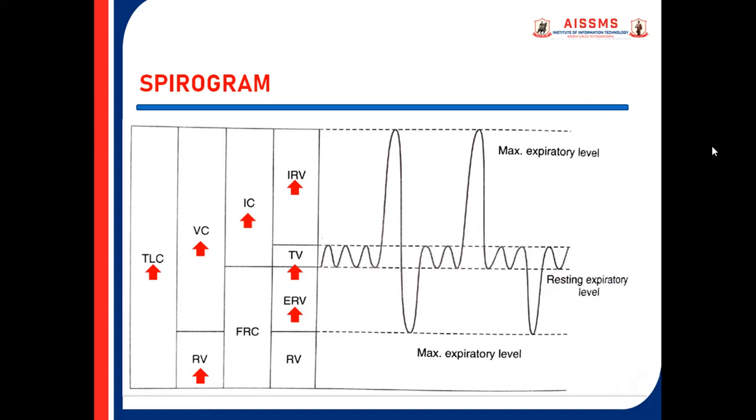Inspiratory capacity, IC. The maximum volume that can be inspired from the resting end-expiratory position. FRC, functional residual capacity. The volume of gas remaining in the lungs after normal expiration. So these are the terminologies related to the spirogram.